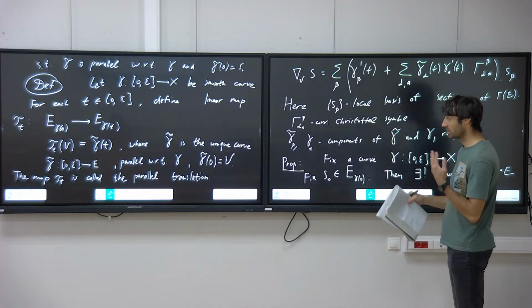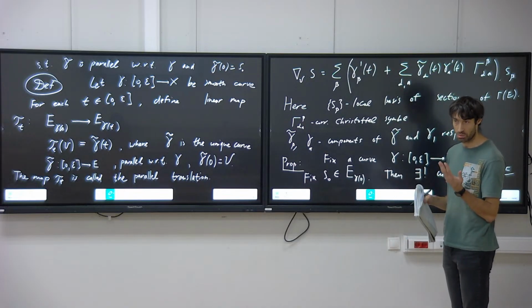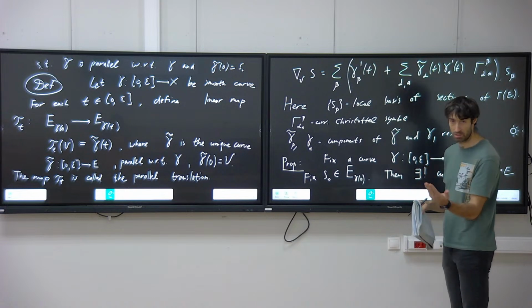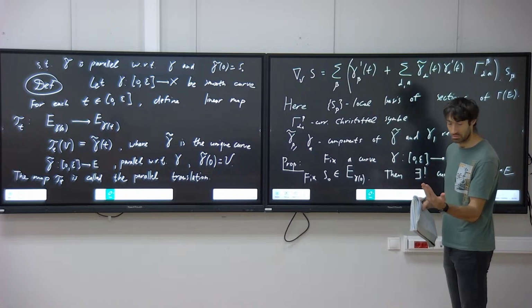So basically now, if we have a connection, we have a way to compare vectors in different fibers. All right?